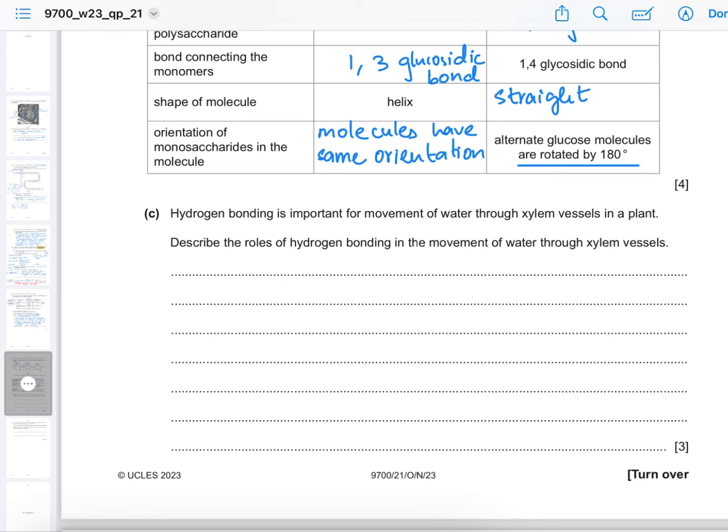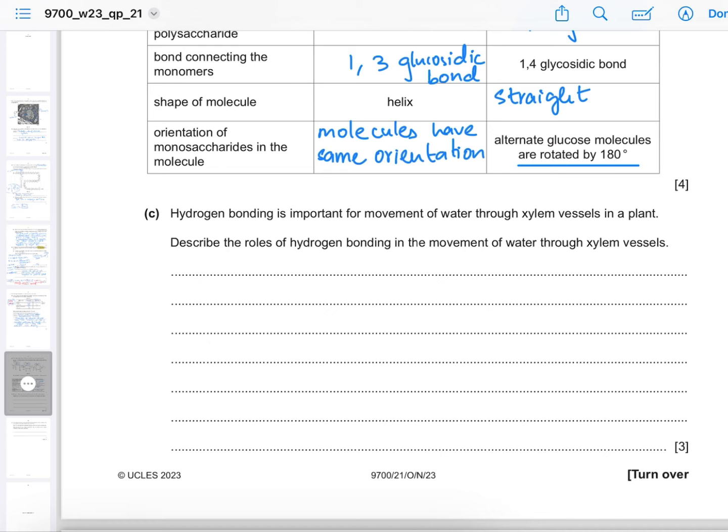So as water vapor is evaporated from the surface of spongy mesophyll cell walls, water is drawn up in the xylem vessel by transpiration pull. Water moves from the top of xylem vessels towards the mesophyll cells after evaporation of water vapor. And that's because between water molecules, hydrogen bonding will exist, which will create this water column. So hydrogen bonds between water molecules will draw water molecules towards the surface of the xylem.